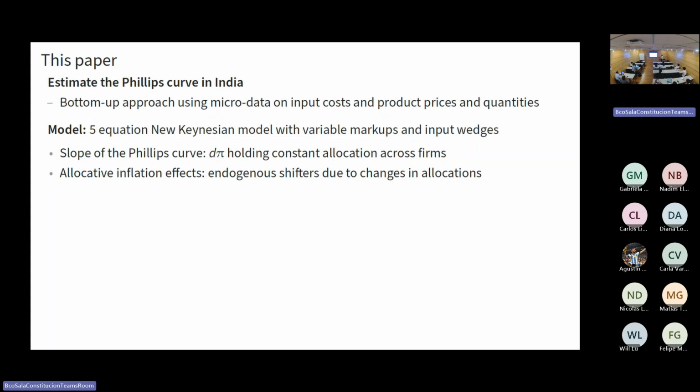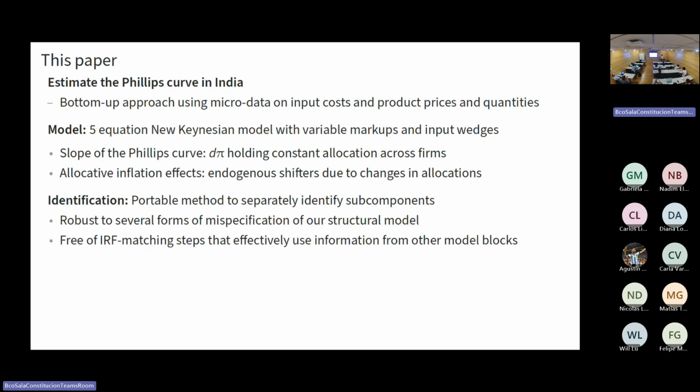And then inflation, after a temporary expansion in demand, is going to change for 2 different reasons. The first reason is the very traditional one, which is through the slope of the Phillips curve, which just means that holding the allocation of production across different firms fixed, an expansion in demand is going to increase inflation. And the second is allocative inflation effects, which are going to look like endogenous shifts of the Phillips curve. Because when demand is expanded in these economies, the allocation of who gets to produce more is going to change, and these different firms are going to charge higher or lower prices, and that is going to affect inflation. I'm going to be very specific in how this works.